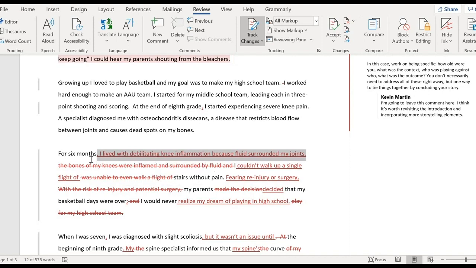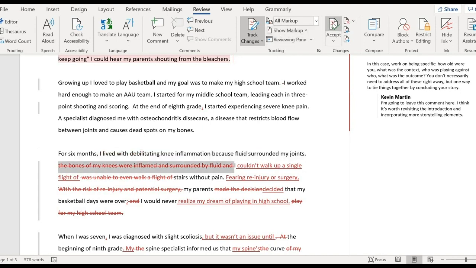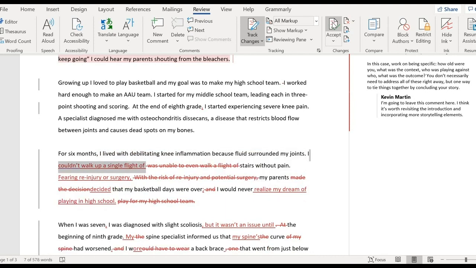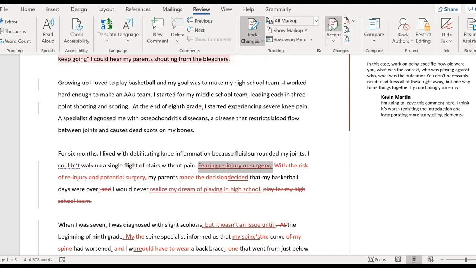So here we've converted active into passive, and passive into active again. It had read the bones of my knees were inflamed, and now it's I lived with debilitating knee inflammation. Another example of converting passive into active is, instead of using be verbs and being dependent on was, were, am, is, you can say I couldn't walk up a flight of stairs. It also saves more words than I was unable to even walk up a flight of stairs. So you're communicating the point more directly, more forcefully.